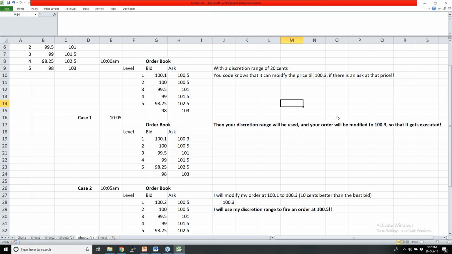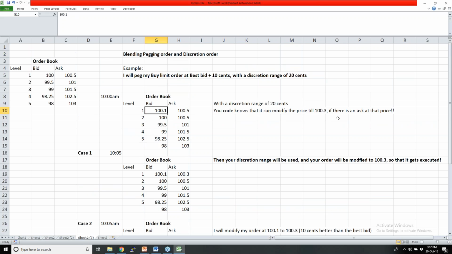This is a question: why don't I peg it at best bid plus 0.4? You can do that. But then it's quite possible that I could have gotten a trade at 100.1 also, right? So remember, if you increase your pegging order by a lot, then you are making your passive knob very aggressive.